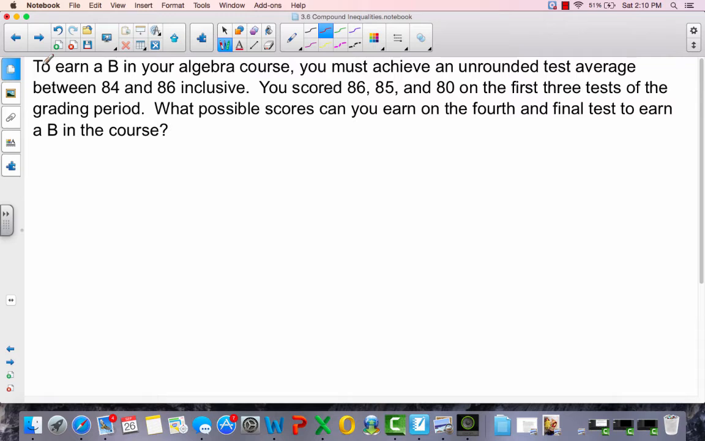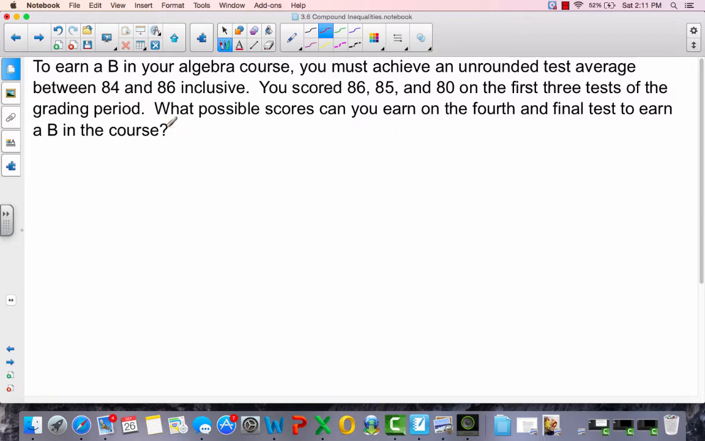All right, to earn a B in your algebra course, you must achieve an unrounded test average between 84 and 86 inclusive. You scored 86, 85, and 80 on the first 3 tests of the grading period. What possible scores can you earn on the 4th and final test to earn a B in the course? This, how do you get an average? Remember, how do you get an average? You add up the numbers and divide by how many numbers there were.